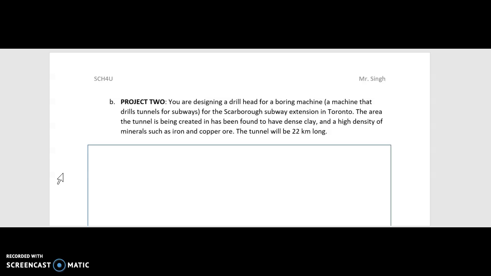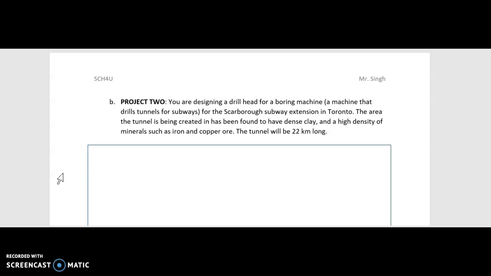So the area the tunnel is being created in has been found to have dense clay and a high density of minerals like iron and copper ore. So obviously that means you have to be able to dig through that stuff. And the second part is that the tunnel will be 22 kilometers long. And so that I bring up because these machines are really big and they're really expensive.